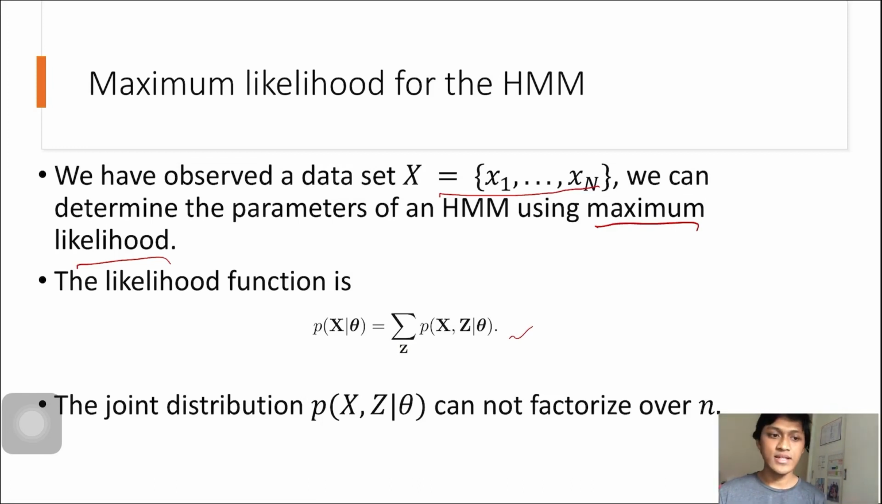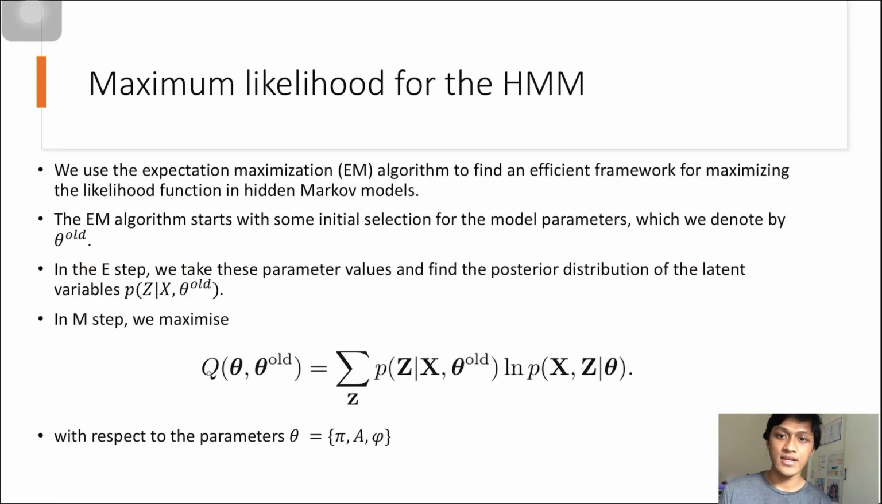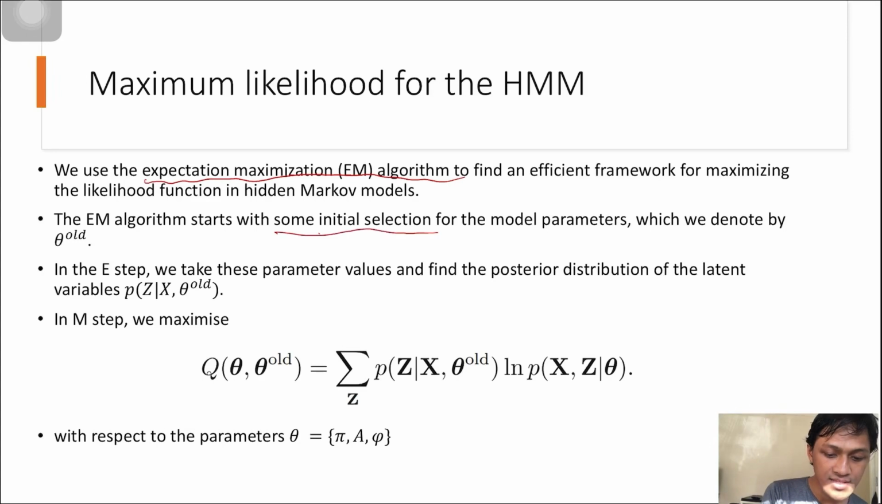The solution to this is that we need to calculate emission probabilities for different states of Zn. The next step, in order to get the maximum likelihood for the HMM, is to use the expectation maximization, or EM algorithm, as an efficient framework for maximizing the likelihood function in the HMM. First, we initialize the model parameters as theta old. After that, we do the E step, the expectation step. We need to find the posterior distribution of the latent variables given these parameters.